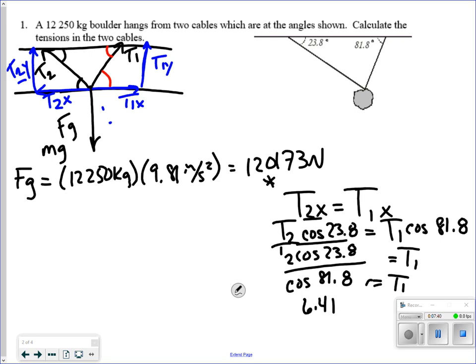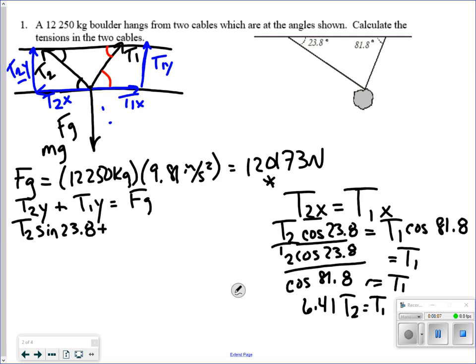Oh, lo and behold, I was right the first time. All right, T2 equals T1. The heck with you, radians. All right, let's try this again. T2y plus T1y equals FG. Okay, so T2y is going to be T2 sine of 23.8 plus T1 sine of 81.8 equals 120173.